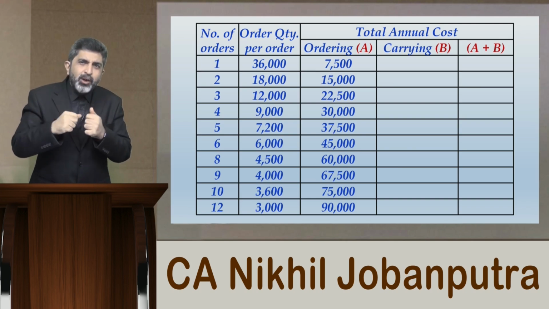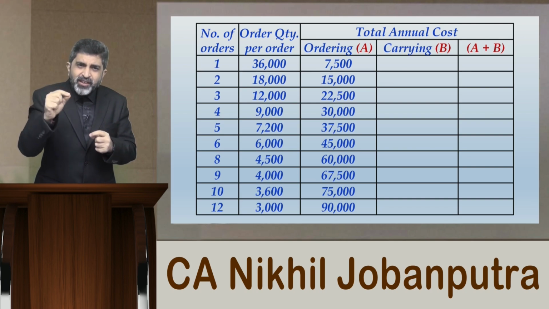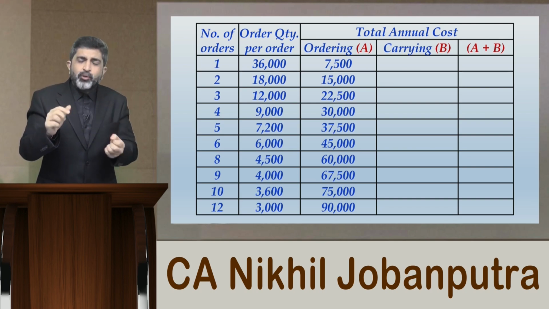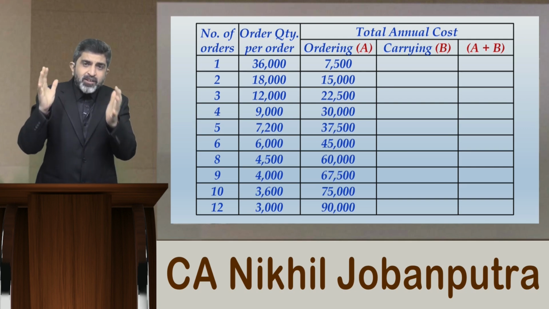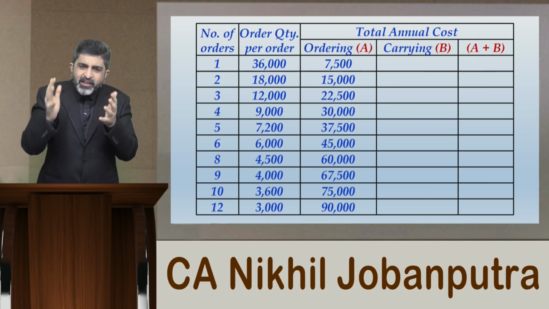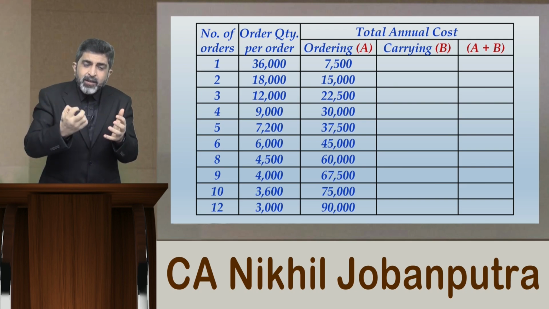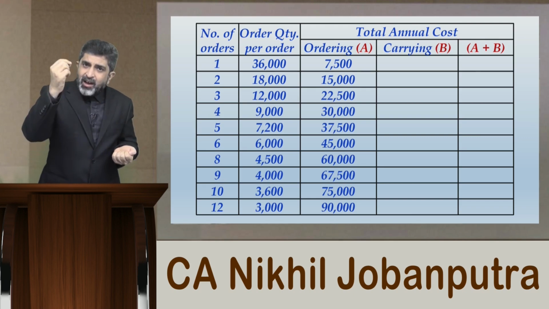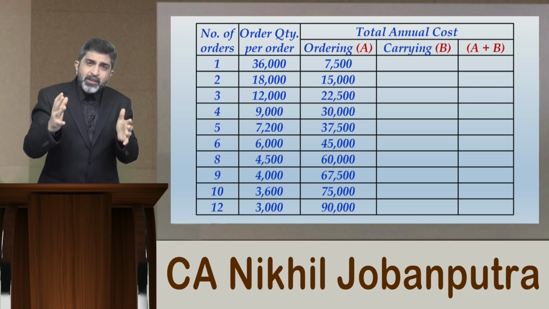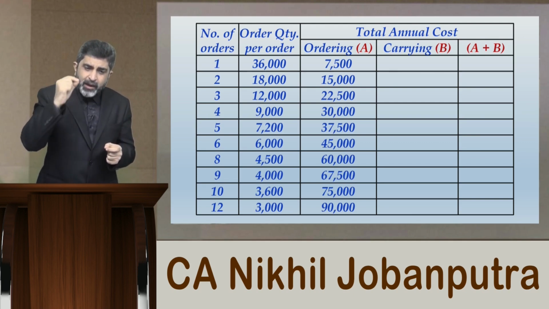Many students multiply 36,000 by 15 and get 5,40,000, which is incorrect, because the 36,000 units are not carried throughout the year. These 36,000 units you have purchased for consumption, and by the end of the year the quantity of this inventory will come down to 0.